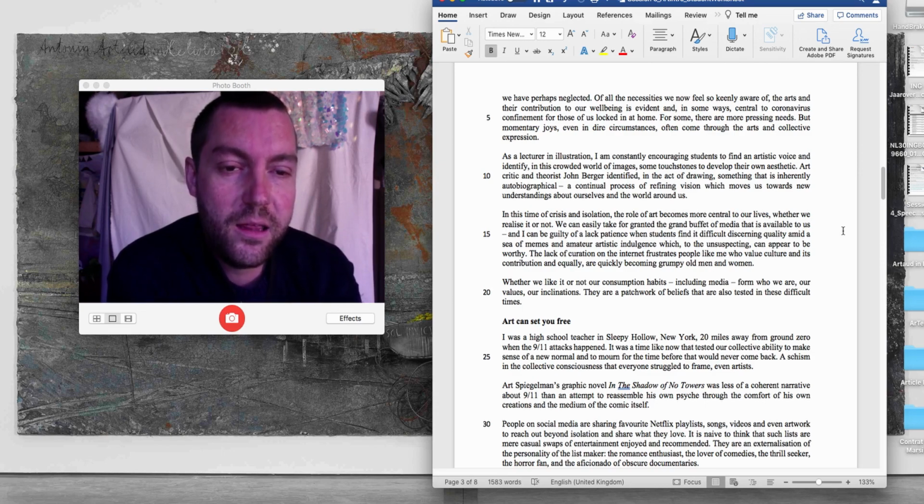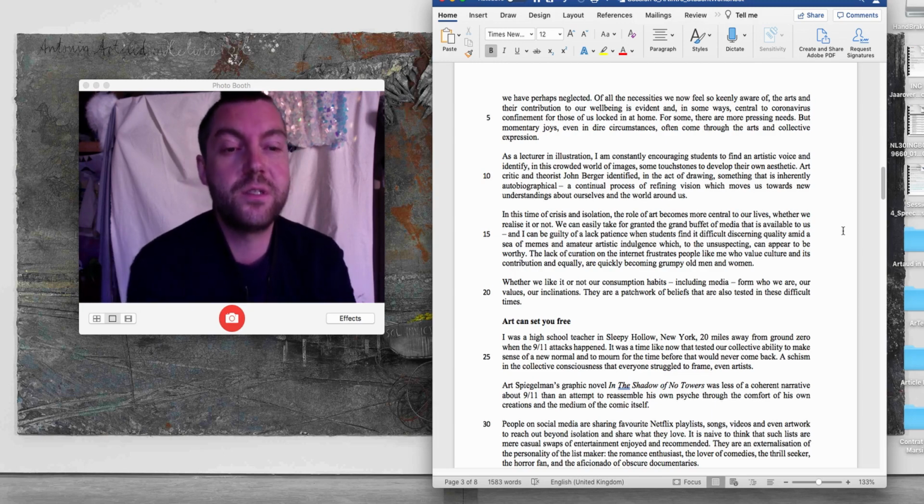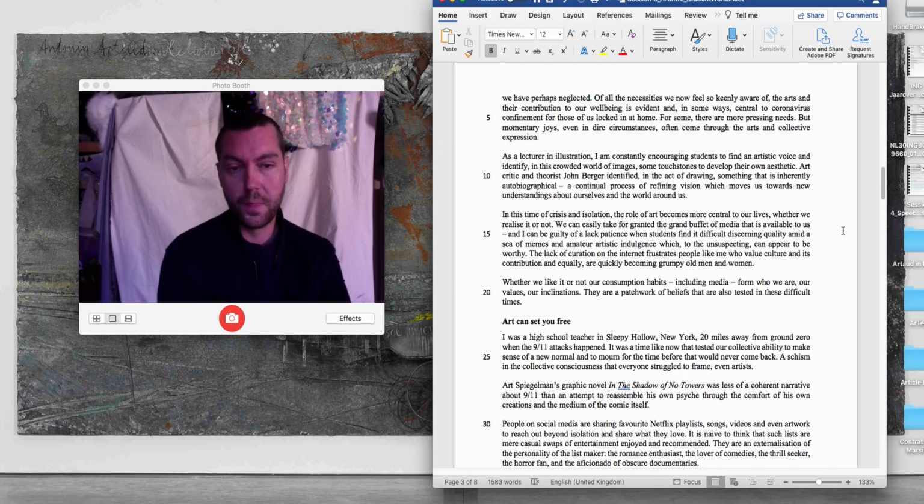Art critic and theorist John Berger identified, in The Art of Drawing, something that is inherently autobiographical, a continual process of refining vision which moves us towards new understandings about ourselves and the world around us. In this time of crisis and isolation, the role of art becomes more central to our lives, whether we realize it or not.